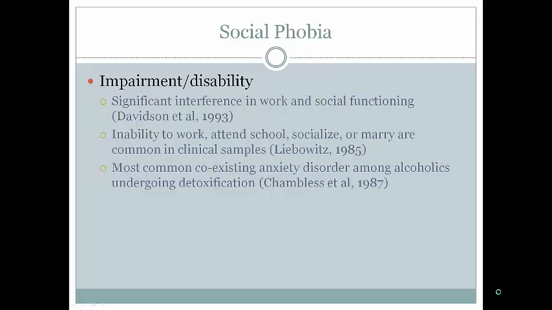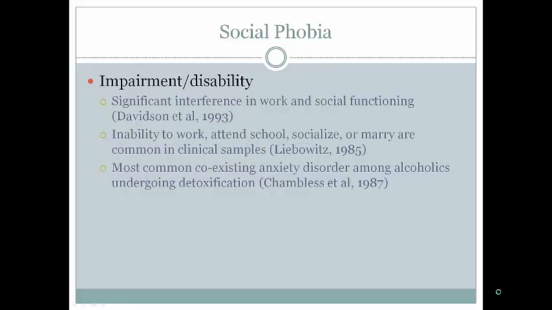So in order to have social phobia, as I mentioned, you have to have a significant interference in work and social functioning. In some cases, it results in an inability to work, attend school, socialize, and marry, which are some of the things that we're seeing in clinical samples. So you may see kids who can't get their degree because they have to take a public speaking course in order to get their degree, and they can't do it, and therefore they never graduate.